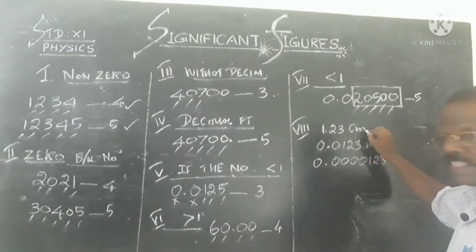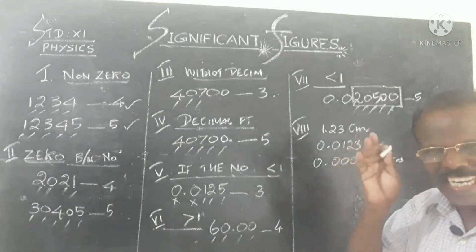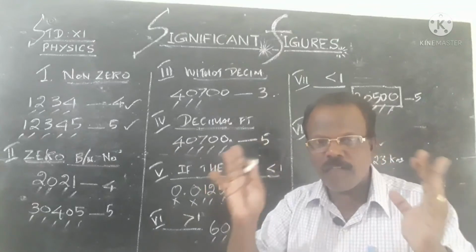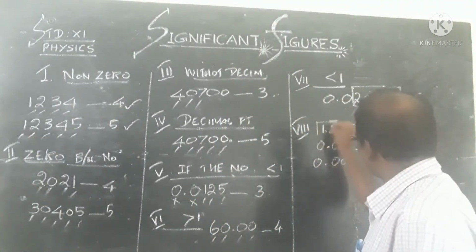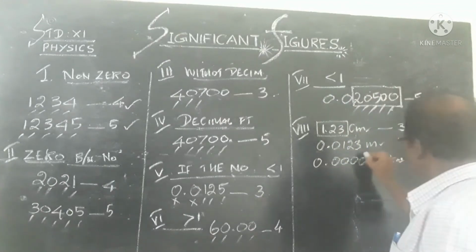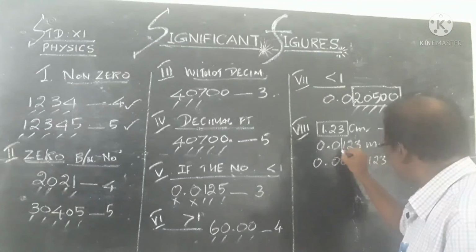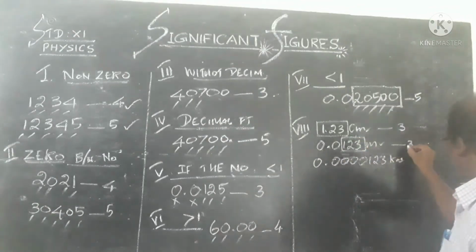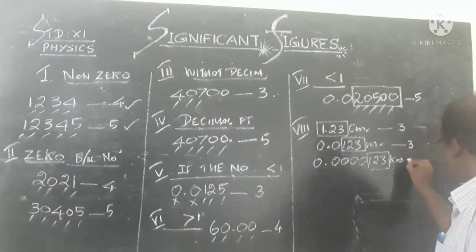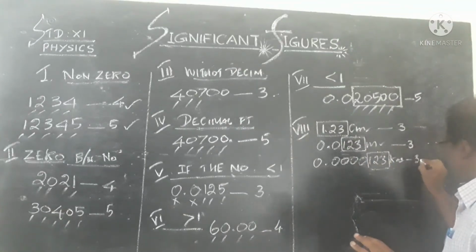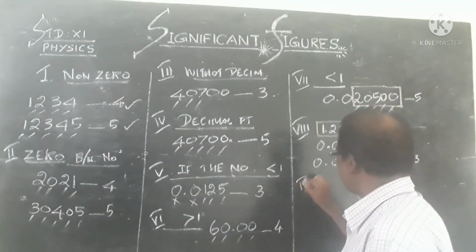So here the first one is centimeter, the next one is meter, the next one is kilometer. For any type of unit, you have to count these numbers only. So the first one is 3. This one also 3. Here the number is less than 1, so you have to count this number only. So the significant figure is 3. The next one also 3 only. Okay, so up to this one, it is easy. Now we are going to study the next one, the last one.